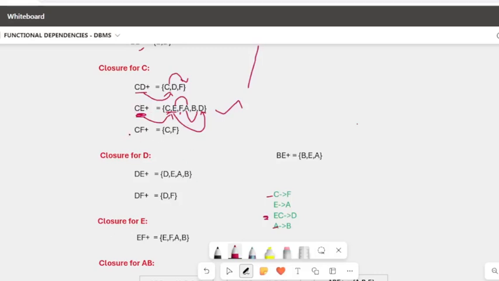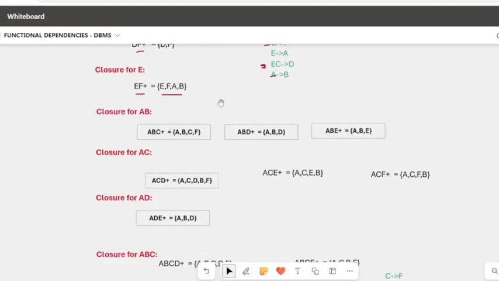CF: CF determines CF. Does CF determine anything? No, only CF. Okay. Next, the closures of D, DE and DF. Likewise, we want to identify the closure of E. The subset of E is EF. So the closure of EF is EF, and E determines A, A determines B. So EFAB.